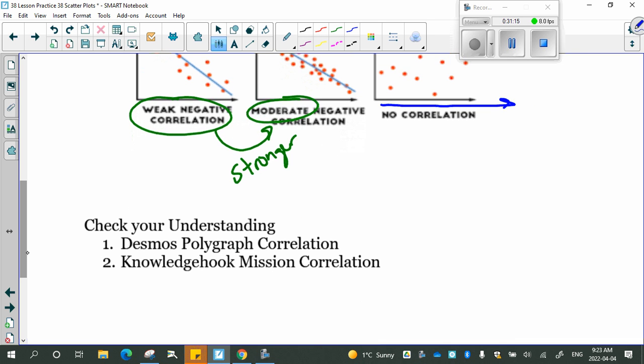All right, so we're going to do this Desmos polygraph correlation. I haven't loaded it yet, so I'm going to load that right now. Yep, so get your laptops ready.